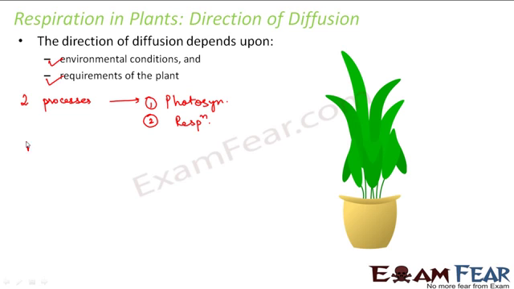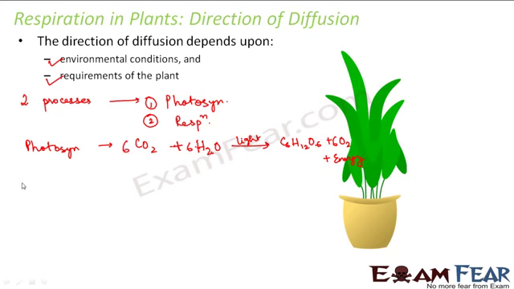Right? So what happens during photosynthesis? If you look at the process of photosynthesis, carbon dioxide combines with water in presence of light and chlorophyll. It forms glucose, that is C6H12O6, plus oxygen plus energy. So this is the equation of photosynthesis.